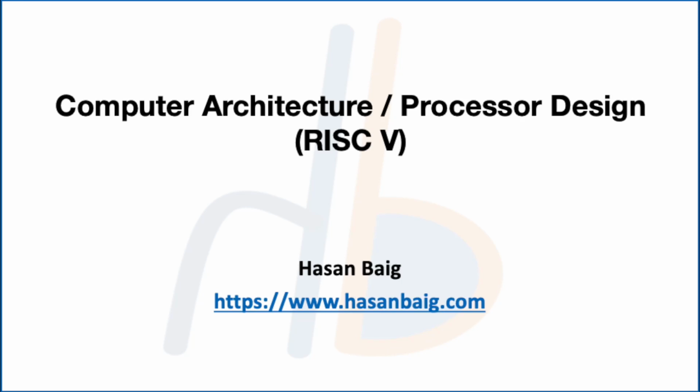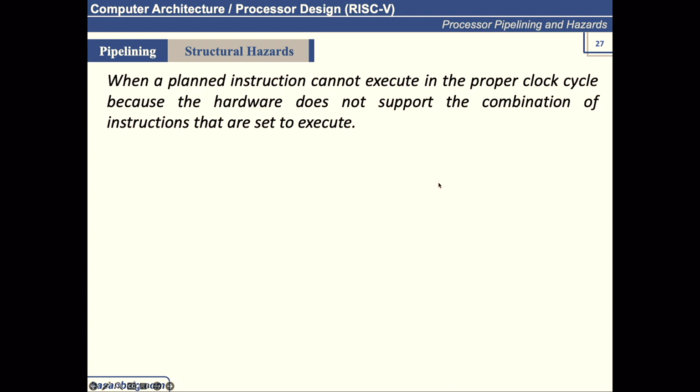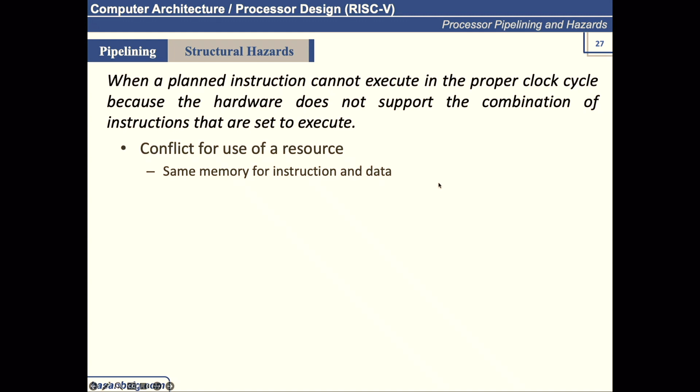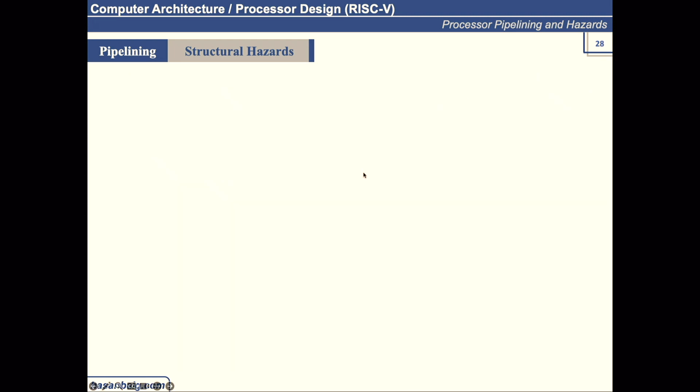So the structural hazard is when a planned instruction cannot execute in the proper clock cycle because the hardware does not support the combination of instructions. We have already discussed this. For example, the memory: remember we talked about that if we keep the same memory for instruction and data, we can either fetch the instruction, read the data, or write the data. One thing we can do at a time. So we have already addressed this issue with the help of separating the memories.